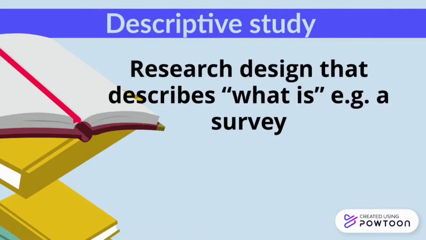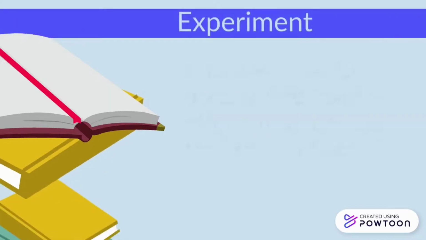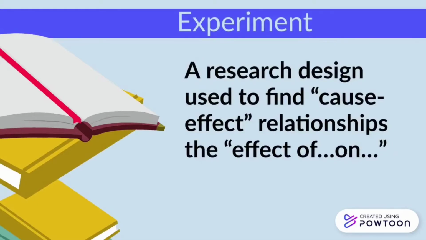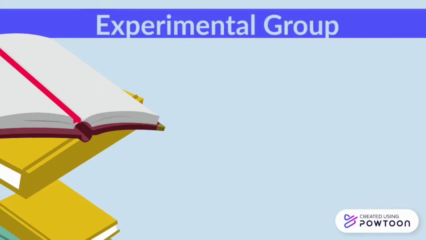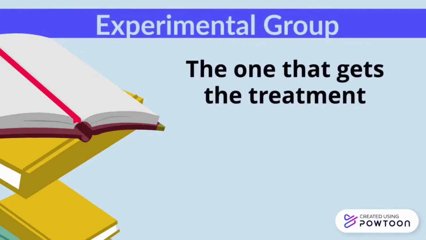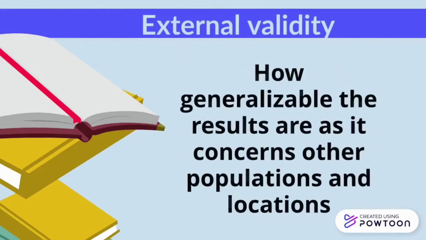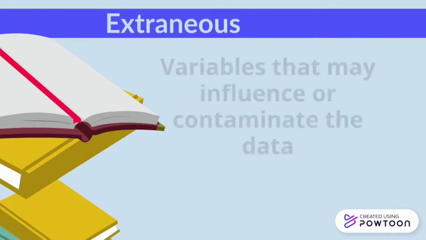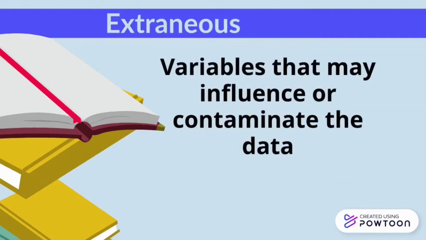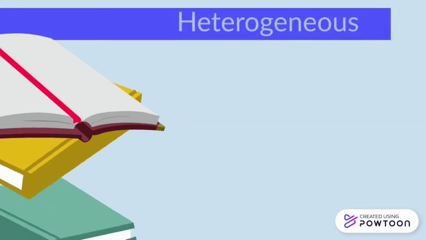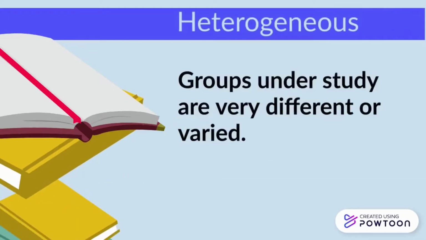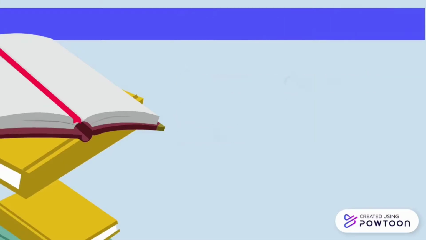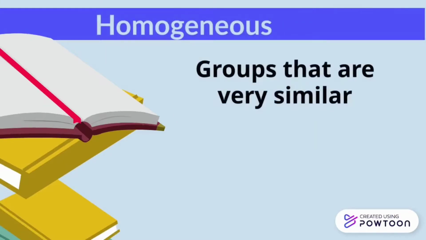For example, a survey. Experiment. A research design used to find cause and effect relationships. Experimental group. The one that gets the treatment. External validity. How generalizable the results are as it concerns other populations and locations. Extraneous. Variables that may influence or contaminate the data. Heterogeneous. Groups under study are very different or varied. Homogeneous. Groups that are very similar.